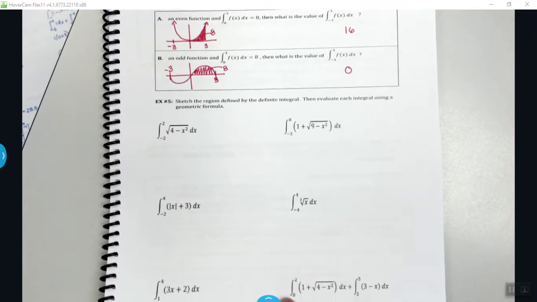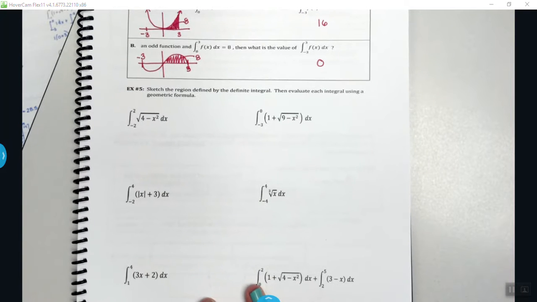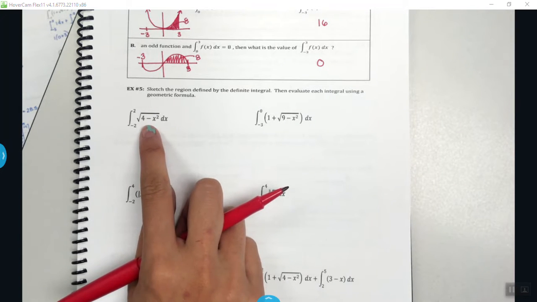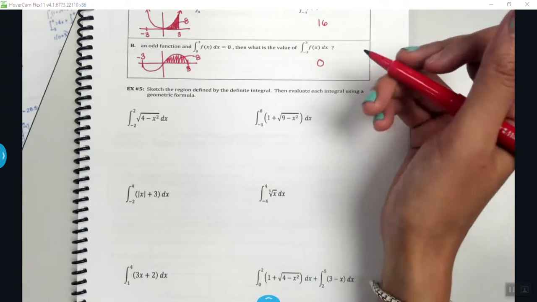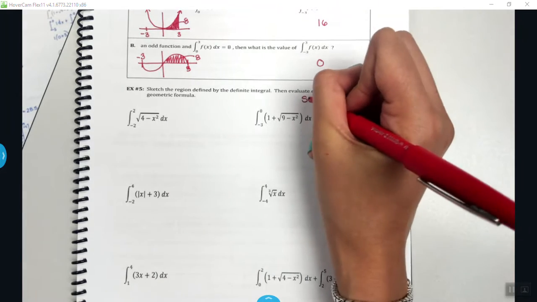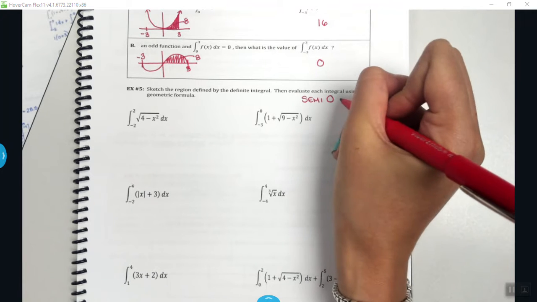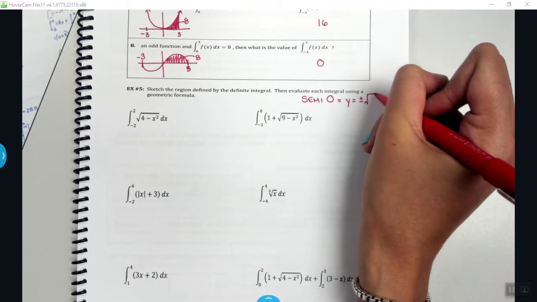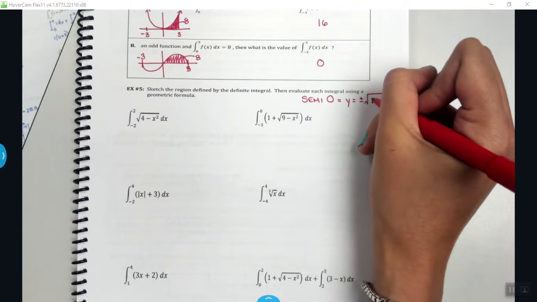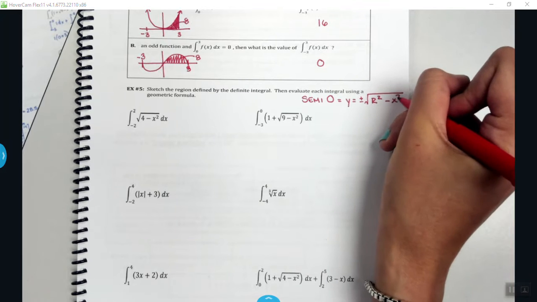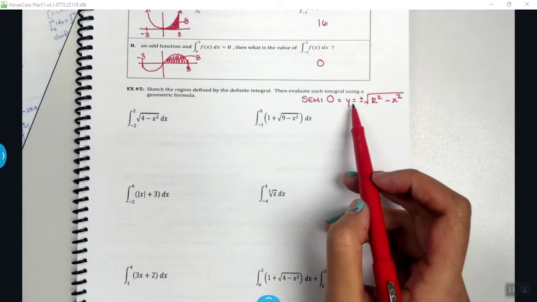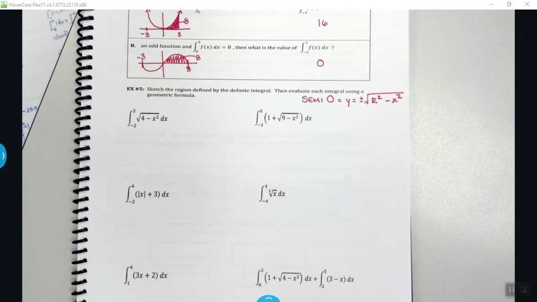All right, now these problems down here, you should know the shape of all of these graphs, then you can draw the shape and then you can evaluate. This is an equation of a semicircle. So semicircles always have an equation of y equals plus or minus square root of r squared minus x squared, because it's like x squared plus y squared equals r squared, but if you solve for y, then you get this. Okay?